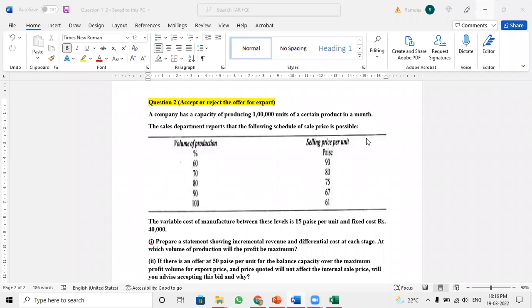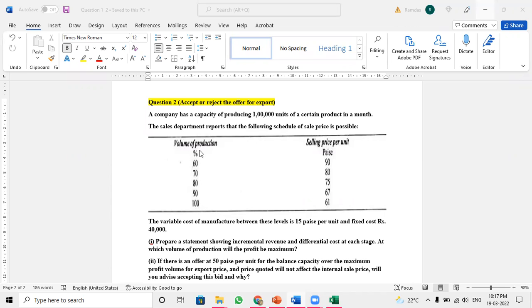In this video, we will be looking into the application of differential cost analysis for a situation of accepting or rejecting an offer for an export. The question goes like this: a company has a capacity of producing 1 lakh units of a certain product in a month. The sales department reports that the following schedule of sale price is possible.